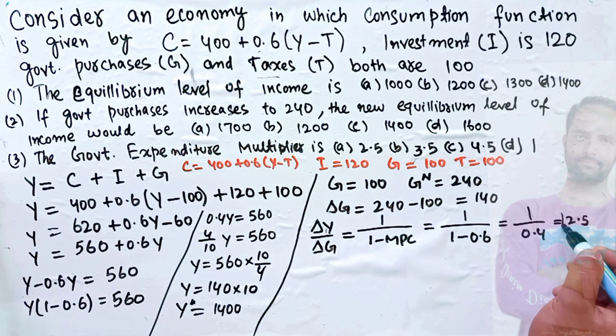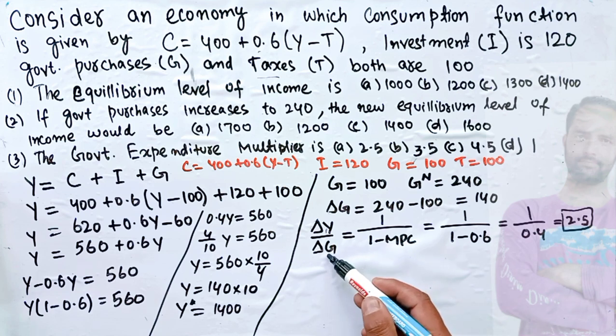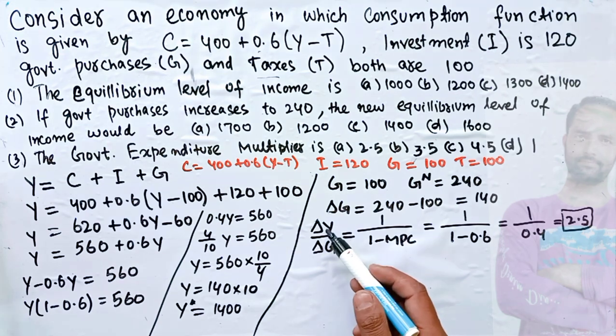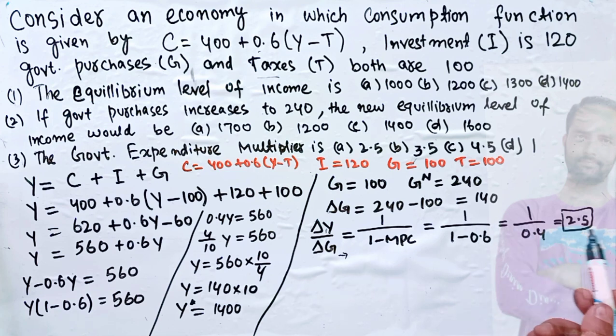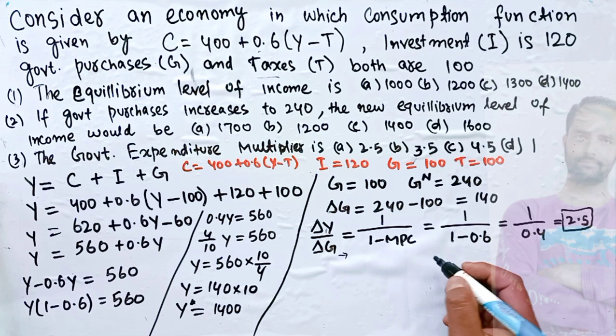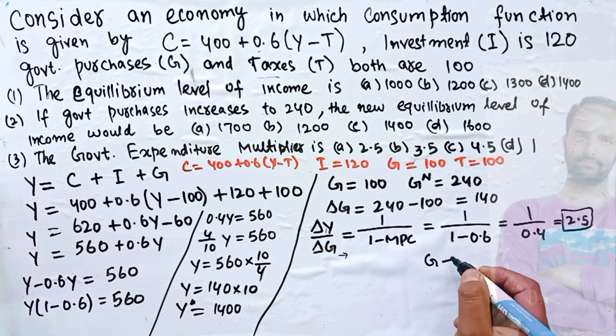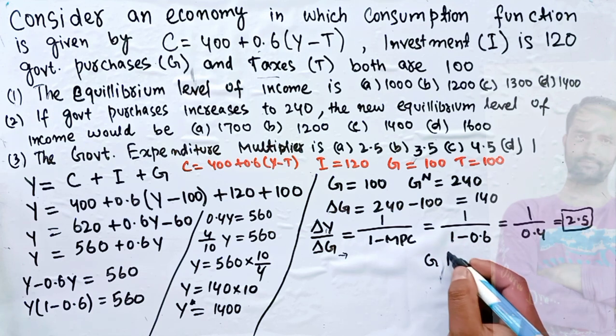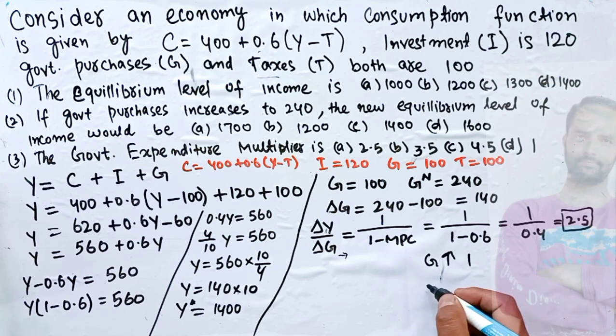How do we interpret this 2.5? It simply says if government expenditure increases by 1 unit, our income will change by 2.5 units. So if government expenditure increases by 1 unit, income will increase by 2.5 units.